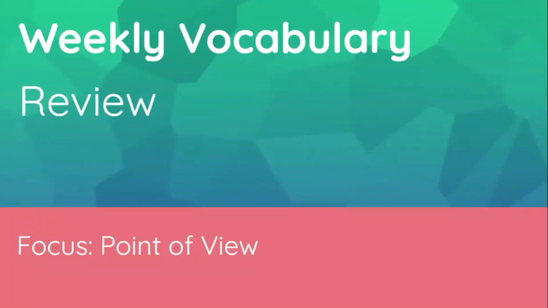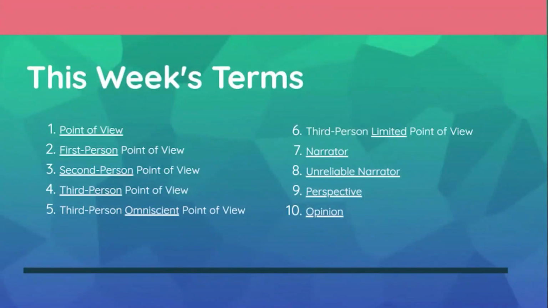All right, this week we're going to be reviewing point of view as our focus for our weekly vocabulary. Follow along, take notes, be ready to answer questions. This week's terms include point of view, first person point of view, second person point of view, third person point of view, third person omniscient point of view, third person limited point of view, narrator, unreliable narrator, perspective, and opinion.